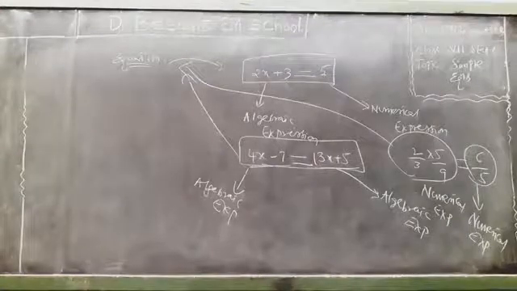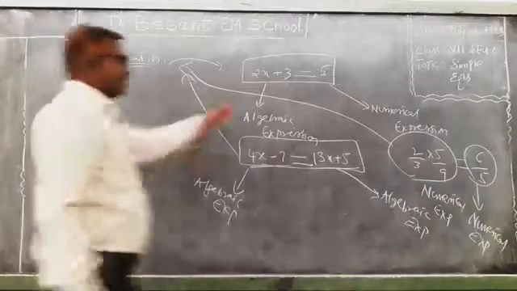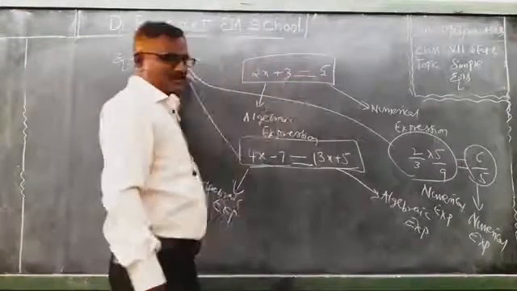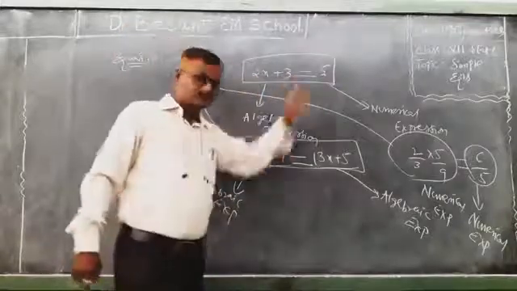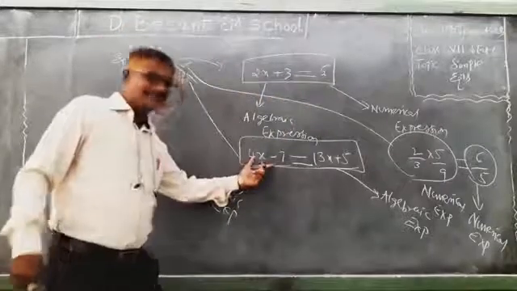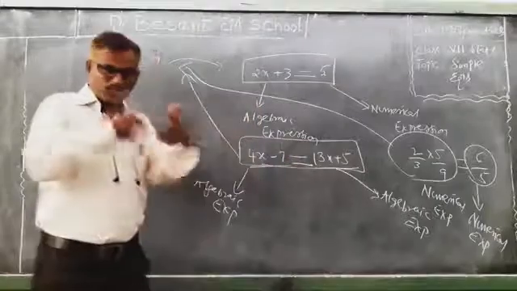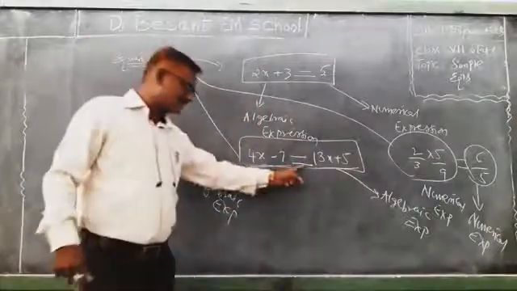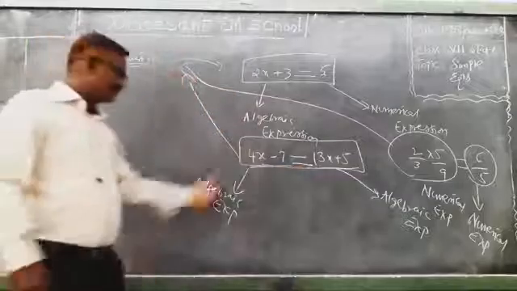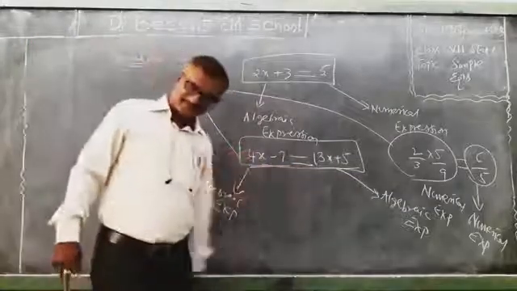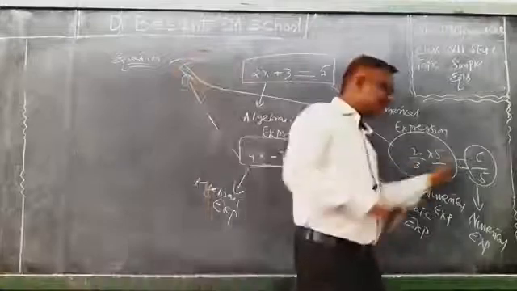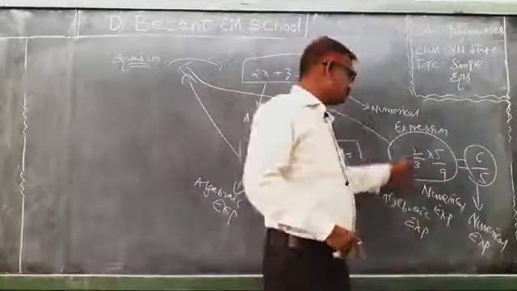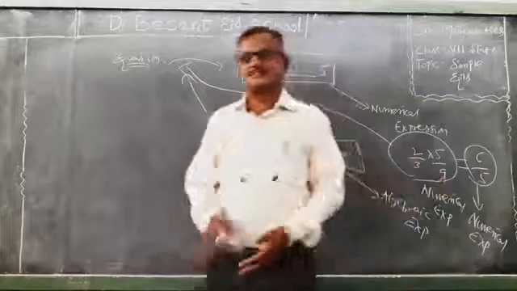Yes children. So what we have is, either one algebraic expression and one numerical expression connected with the symbol equality is called equation. This equation is 2x plus 3 is equal to 5. Or else any two algebraic expressions connected with the symbol equality is also called equation. Here the equation is 4x minus 7 equal to 13x plus 5. Or else, if any two numerical expressions are connected with the symbol equality, that is also called equation. Here the equation is 2 by 3 into 5 by 9 is equal to 6 by 5.